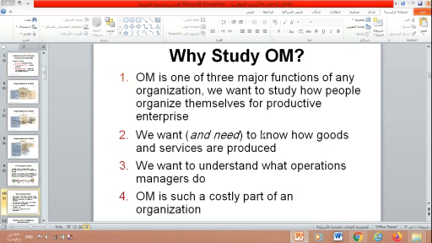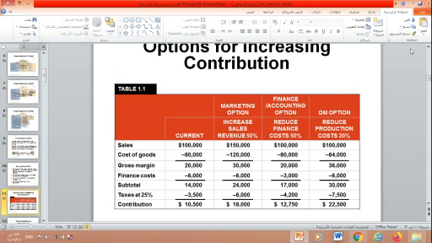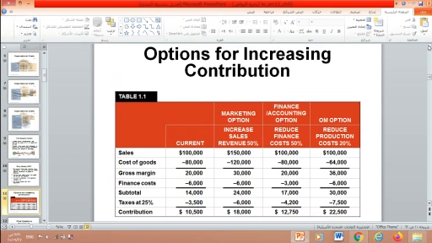So the next slide shows an example for this point in a table. Options for increasing contribution. In this table 1 to 1, it shows a simple income statement, or profit and loss statement, and 3 strategic options: the marketing option, the finance or accounting option, and the operations management option.